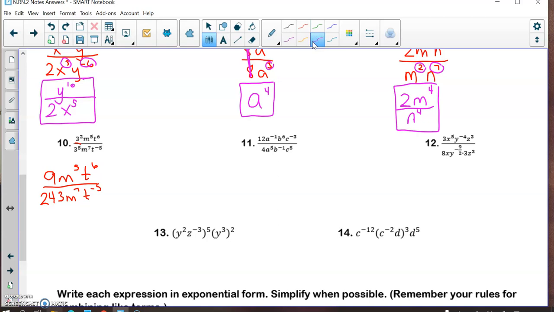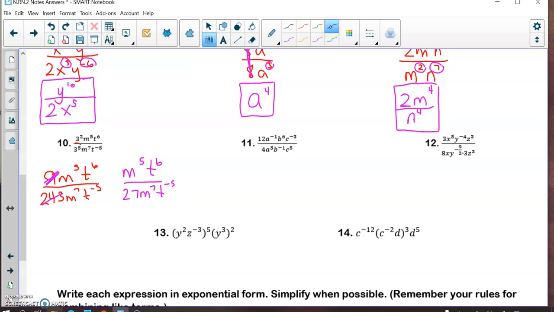Now both 9 and 243 are divisible by 9. A 9 divided by a 9 is a 1. So I'm left with the m to the 5th, t to the 6th in the numerator. And a 243 divided by a 9 is a 27. And I'm left with the m to the 7th, t to the negative 5th in my denominator. Now I'm going to simplify from there.